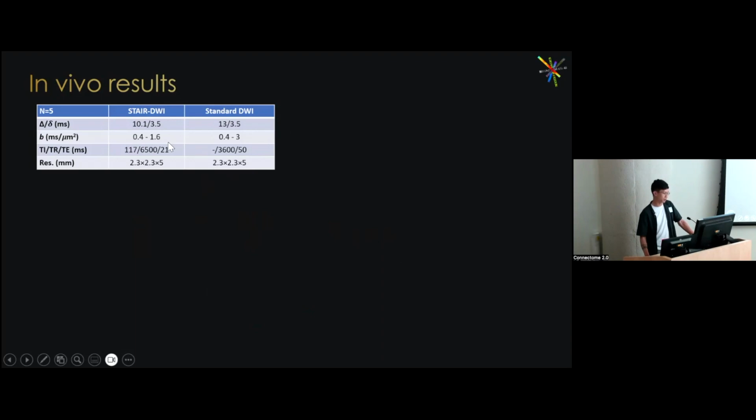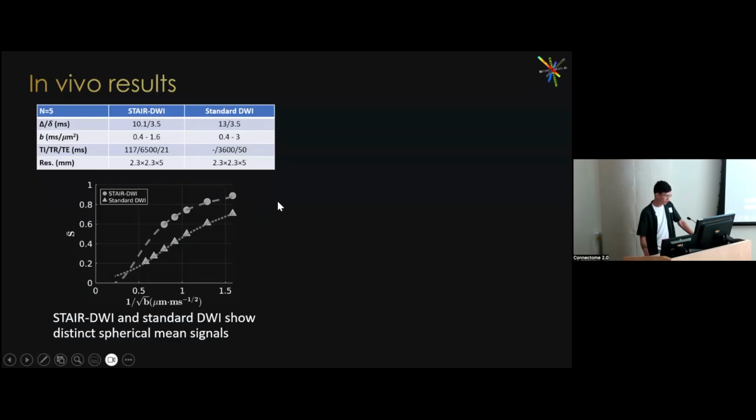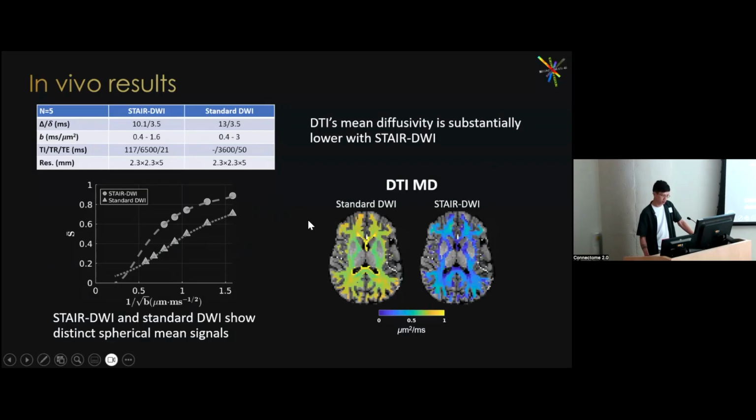Then we conducted some analyses to compare, for example, the stair DWI and the standard DWI. We tried to keep the acquisition parameters as close as possible. Here is the spherical mean signal of the stair DWI and the standard DWI, and we can see that these two methods have really distinct spherical mean signals. The first analysis we conducted was to fit the DTI model to the data. The mean diffusivity suggested that the stair DWI has a much lower diffusivity compared to the standard DWI.